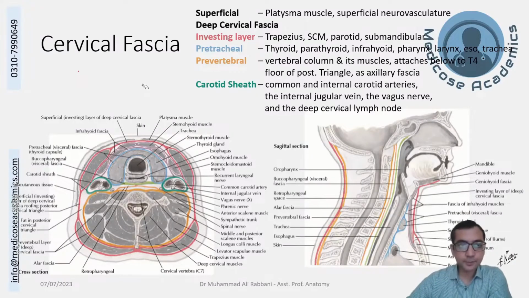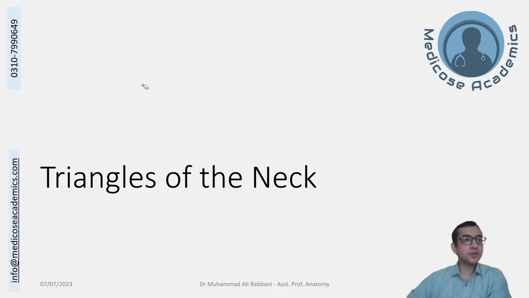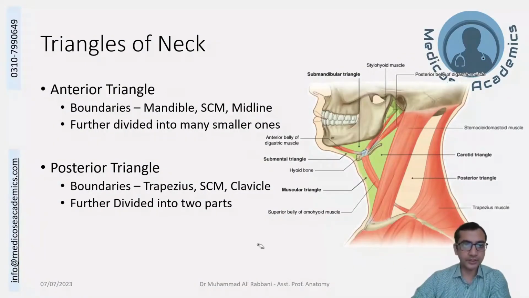Let's start with the next topic. The next topic is triangles of the neck. Here in this particular section, I will be discussing how each of the triangles is formed. The other way of saying it is, what are the boundaries of each of the triangles. Then we will discuss what are the components present inside them. I will not be going into the very detail of each of the components, but let's focus on the triangles.